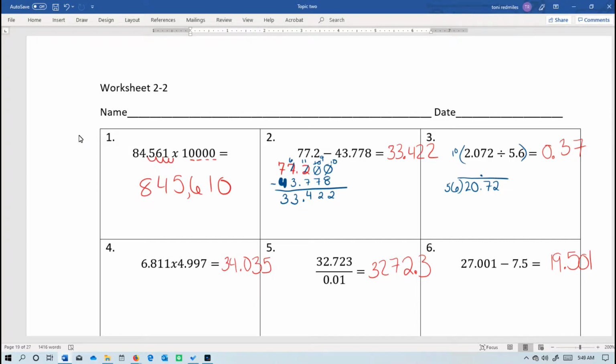56 cannot go into 20, so I'm just going to put a 0 here as a placeholder. 56 can go into 207. I'm going to guess that is 3 times. Alright, let's do our math. 15, 16. Cannot take 8 from 7. Can't borrow from 0, so I'm going to have to go a whole way down the line to get this 9. Drop down my 2. I am going to guess that this can go in 7 times, and I'm going to actually do that over here before I start writing it on my paper.